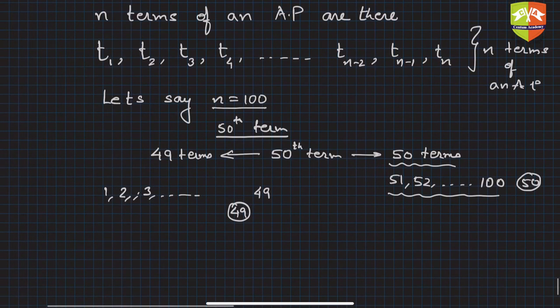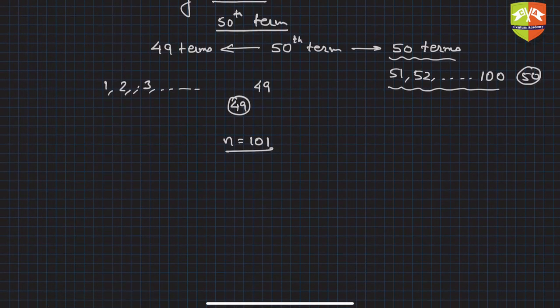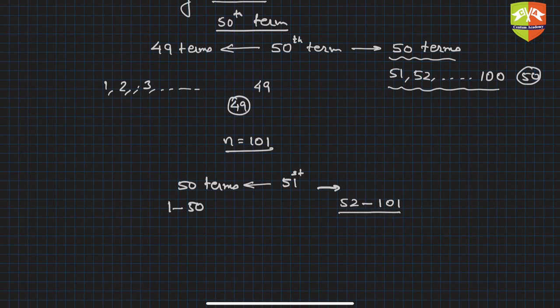But if n is 101, then what happens? The 51st term becomes the middle term very easily. Why? Because now there will be 50 terms on this side from 1 to 50, and on the other side also there will be 50 terms from 52 to 101. So you count 52 to 101, that will be 50 terms, so that is balanced. Hence we see two cases are there.